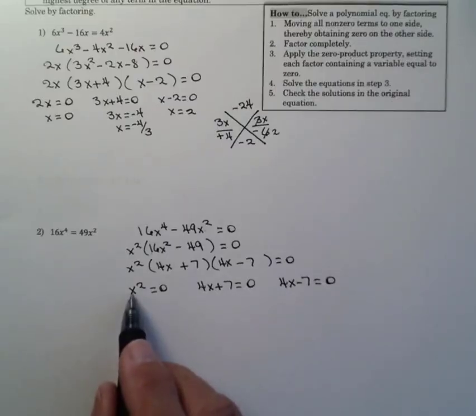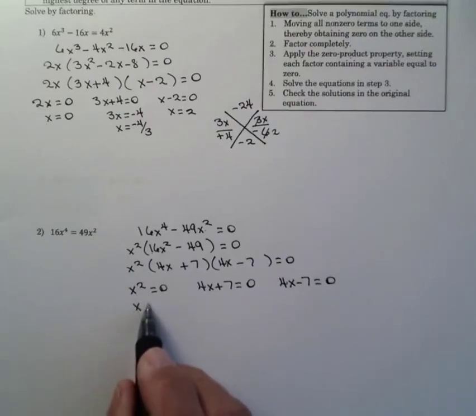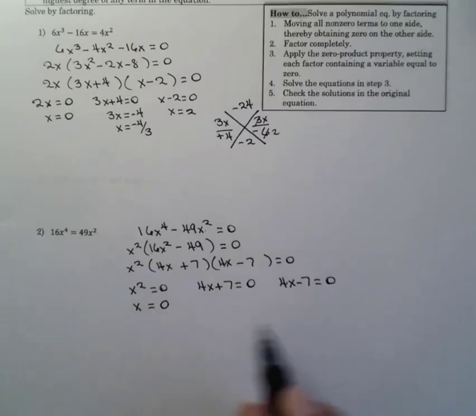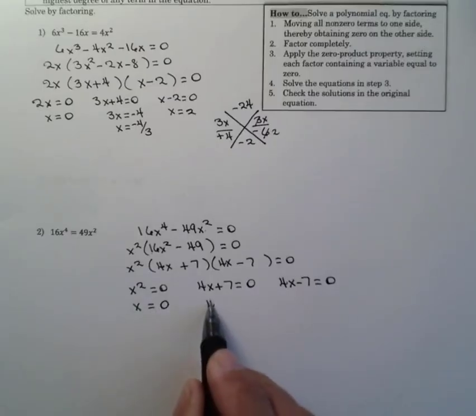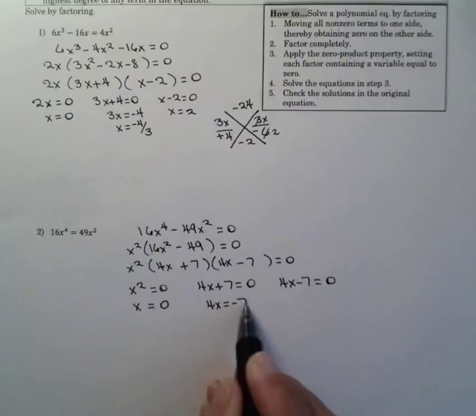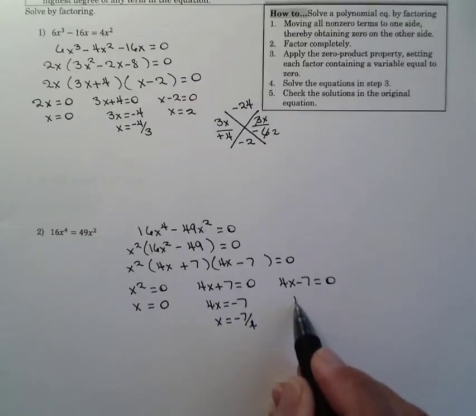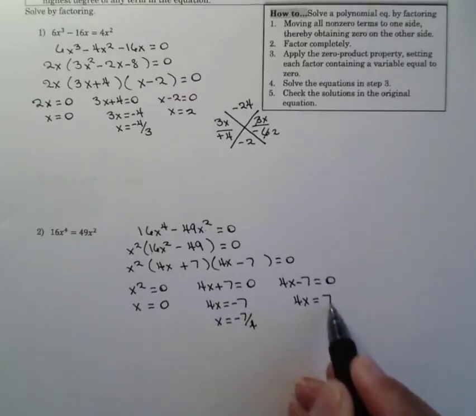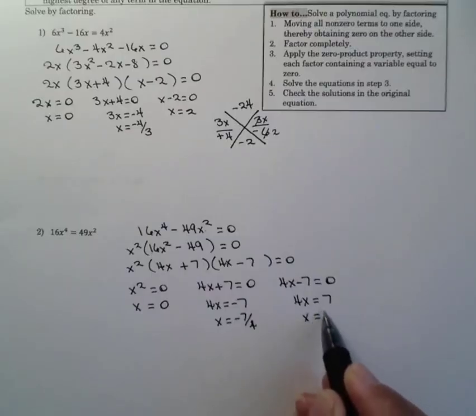Okay, if I take the square root of this, I'm taking x is equal to plus or minus 0, right, which is just 0. If I do this one, I have to say 4x is equal to a negative 7 and divide both sides by 4, so I get a negative 7/4. And when I do the third one, I get 4x is equal to a positive 7. When I divide both sides by 4, I get x is equal to a positive 7/4. So there are my three solutions: 0, negative 7/4, and positive 7/4.